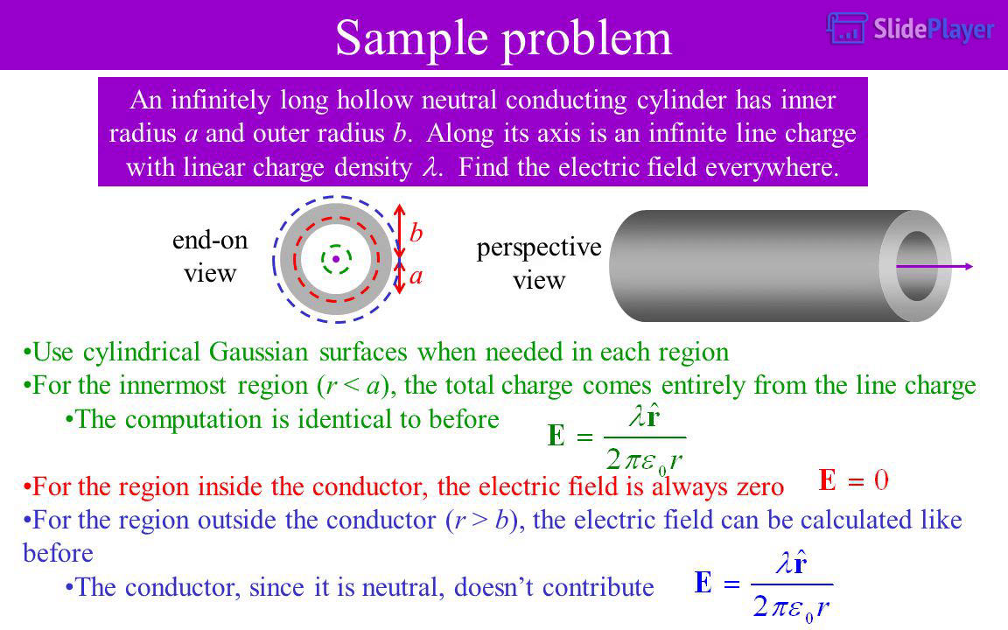For the innermost region, r less than A, the total charge comes entirely from the line charge. The computation is identical to before. For the region inside the conductor, the electric field is always 0. For the region outside the conductor, r greater than B, the electric field can be calculated like before. The conductor, since it is neutral, doesn't contribute.